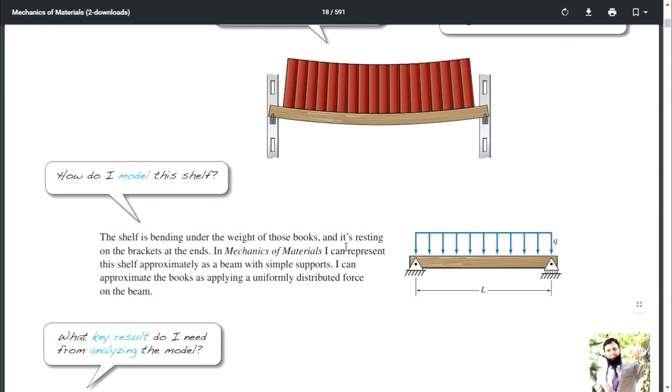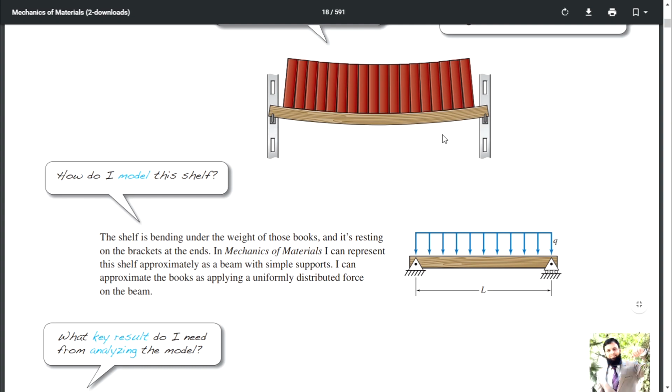So how is he going to analyze it? How do I model this shelf? The second guy is thinking about how he should model this. The shelf is bending under the weight of those books. The shelf has an external load and it's resting on the brackets at the ends.